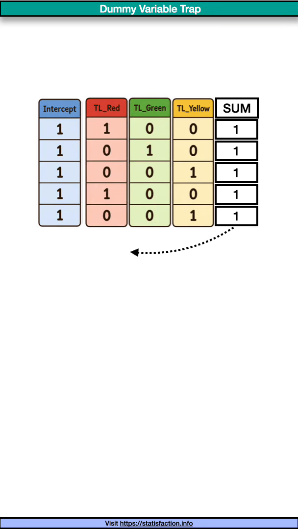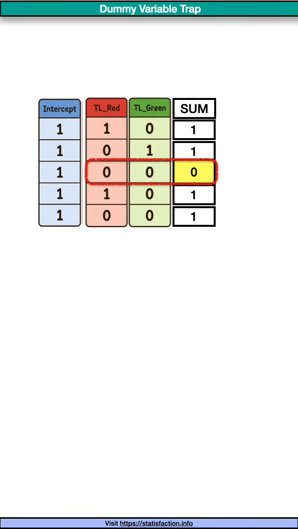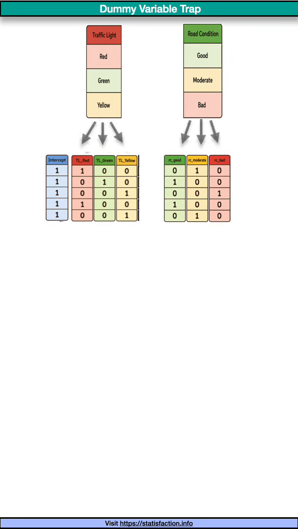For example, if we include TL_green, TL_red, and TL_yellow along with an intercept, these variables exhibit perfect multicollinearity because exactly one of the three dummies is always 1. In other words, their sum is always equal to the intercept. By omitting one dummy variable, we break the perfect multicollinearity because the intercept can no longer be perfectly determined from the remaining dummy variables. The dummy variable trap isn't limited to models with just one feature.